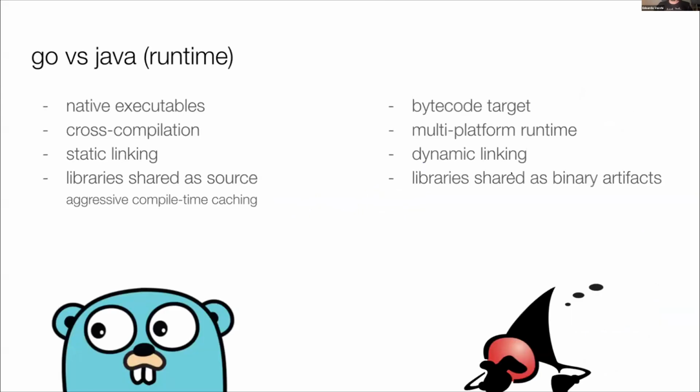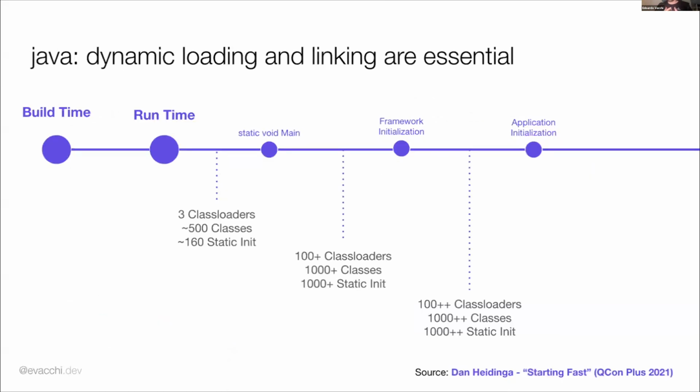So Go and Java are definitely different. It could be more different. Go compiles to native executables, Java compiles to bytecode. In Go, you cross-compile, you create self-contained statically linked binaries, and libraries that share the source. On the other hand, in Java, you have a bytecode target, much like Wasm, obviously. You have a multi-platform runtime and you usually port the runtime. You have dynamic linking because libraries are shared as binary artifacts and loaded and linked dynamically at runtime. Some people have told me that dynamic linking is kind of a defining feature of the JVM.